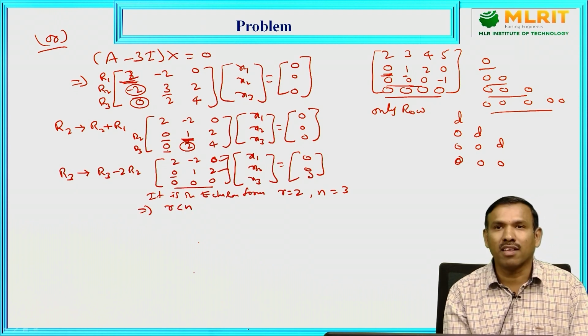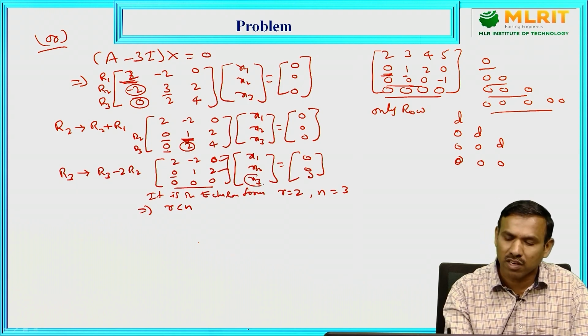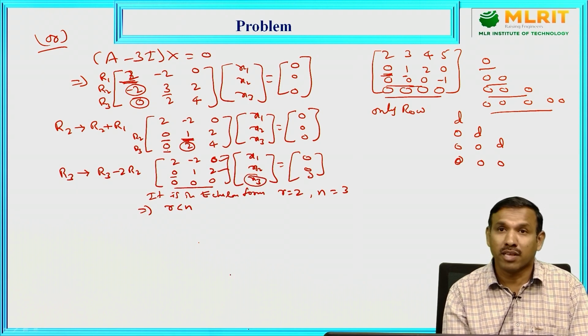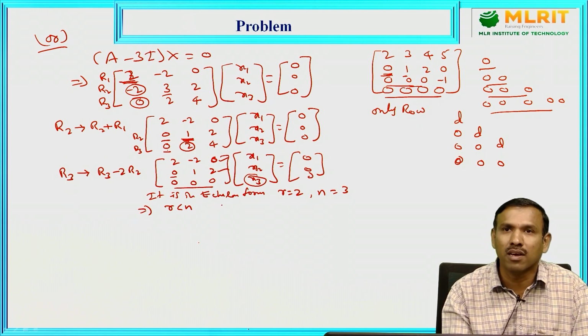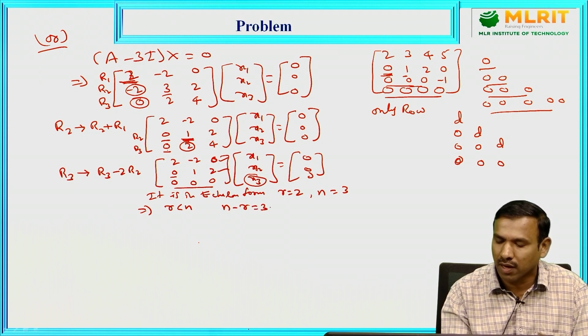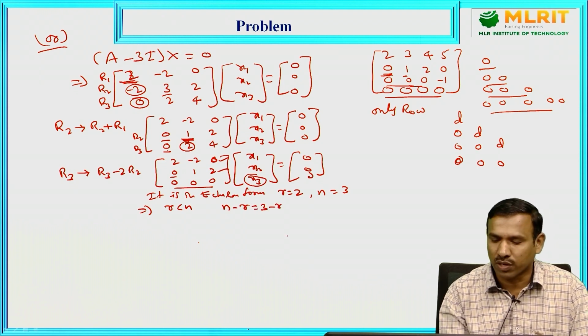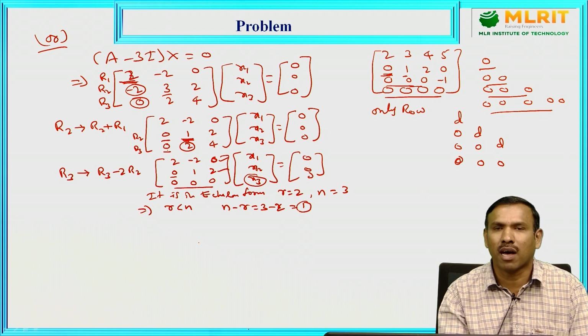In this case, we have to select an arbitrary constant. One row is missing, so one unknown we are unable to find should be taken as the arbitrary constant. How many should be taken as arbitrary constants? We have the rule n minus r. n is the number of unknowns, 3. r is the rank of the coefficient matrix, that is 2. 3 minus 2 is 1, so one arbitrary constant should be selected.